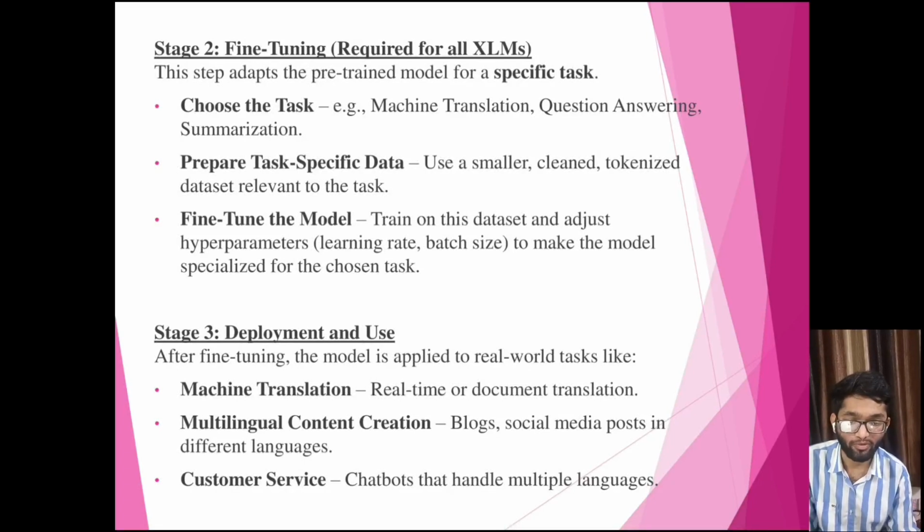The second one is to prepare task-specific data. The model is then trained on smaller task-specific data that is cleaned and tokenized. The dataset directly relates to the task at hand and is much more focused than the pre-training data. For instance, if the task is machine translation, you would use a parallel corpus of sentences in two languages. For question answering, you need a dataset of questions paired with the appropriate answers. For summarization, you would use a dataset containing long documents paired with their concise summaries.